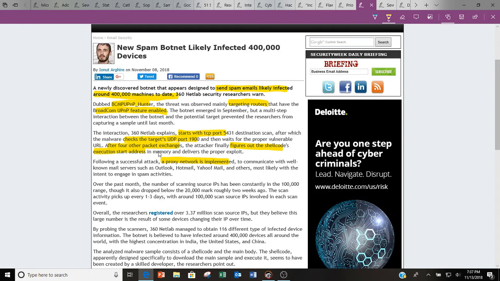The point being is turn off any features you don't need. There is no need to have universal plug and play. I'm familiar with Nessus. Nessus identifies universal plug and play in devices that it scans, and it says turn them off. So if you turn it off, you would not be vulnerable to this issue.